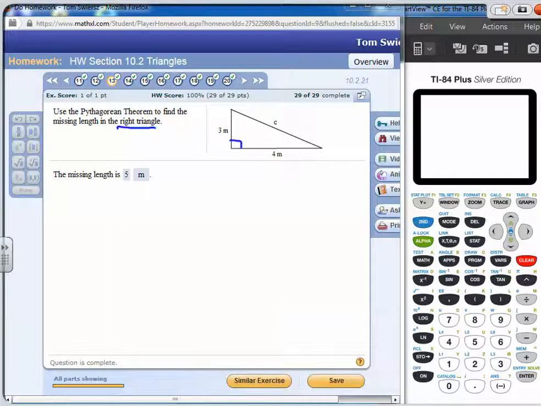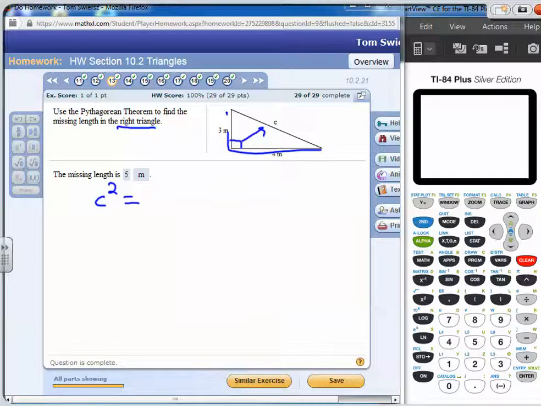Now, there are three sides in a triangle, of course. When it is a right triangle, it has a right angle. The side opposite the right angle, away from the right angle, is the hypotenuse. The length of the hypotenuse squared is equal to the sum of the two legs squared. The two legs form the right angle.